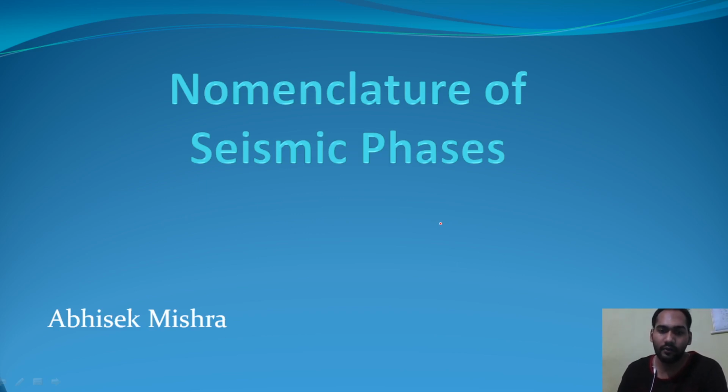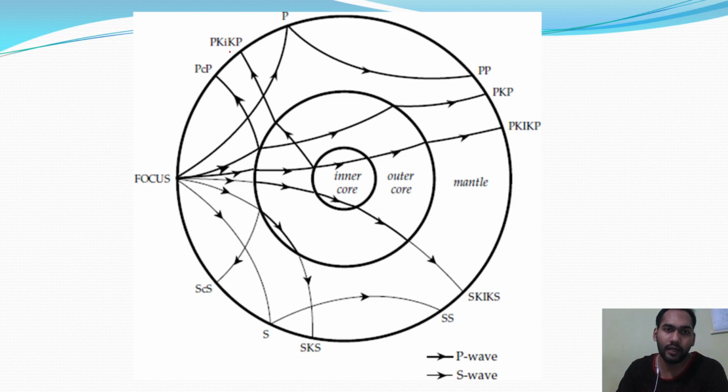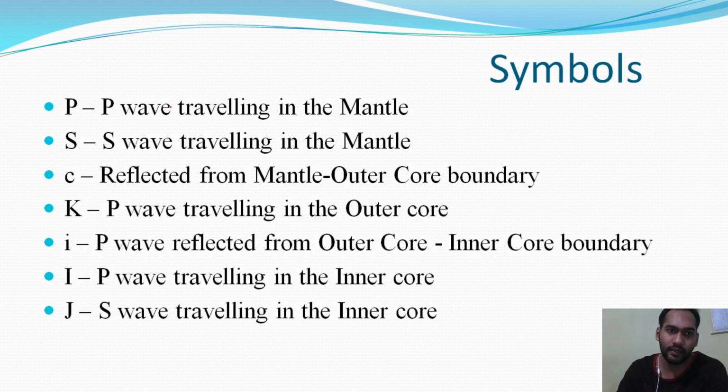Now you can see this diagram, there are different nomenclature, like you can see here that I have highlighted, that is PKIKP, or here you can see SCS or SKIKS. These are different nomenclature which are combinations of different symbols. So how is this nomenclature coming into the picture and what information will they provide? To know this, we have to start with remembering the symbols.